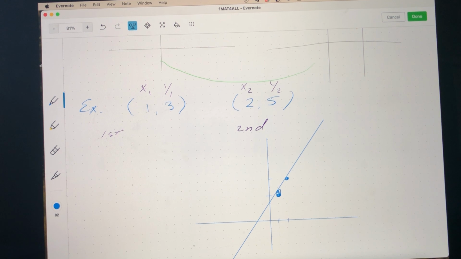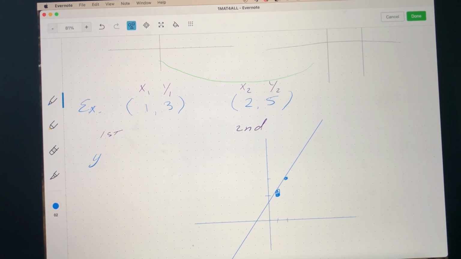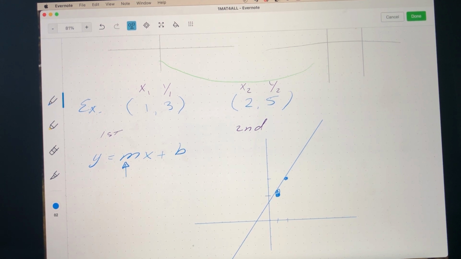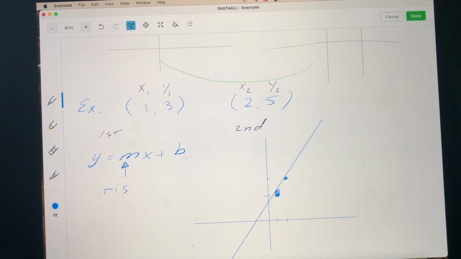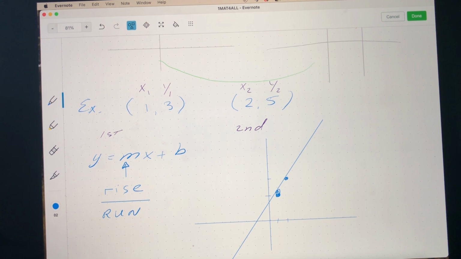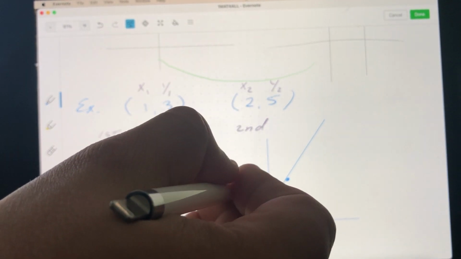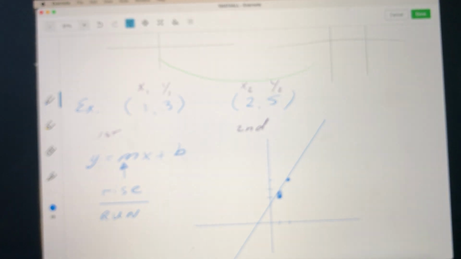The first thing, when we look for the equation in the y equals mx plus b form, the first thing to find is the m. So let's find the m. The m measures how far up we go, which is rise, divided by how far over we go, which is run. So how far do we have to go to move from this point to this? That was 2 units.